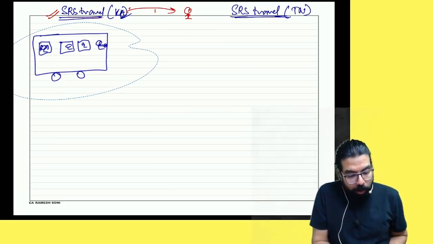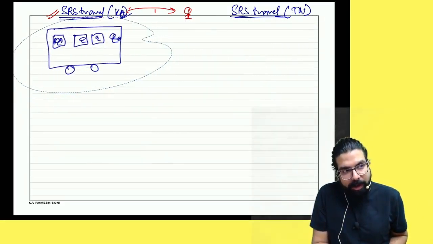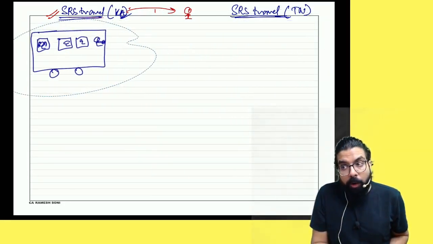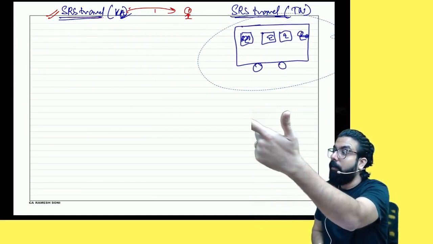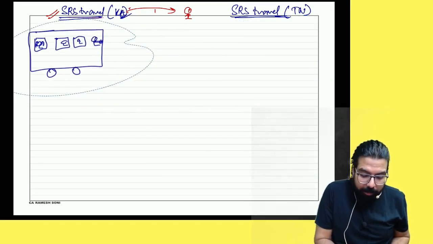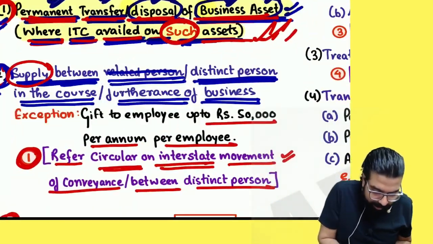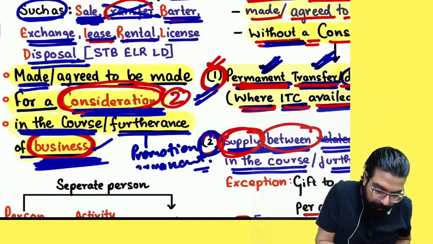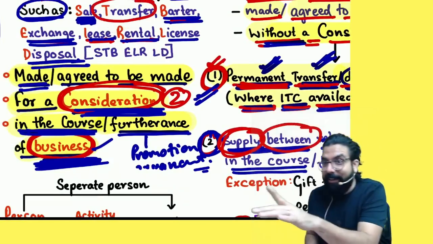You know what one officer told? He told, see sir, when the bus is going from one distinct person to another, from SRS Travel Karnataka to the Tamil Nadu branch, are they both distinct persons? When the bus is going from one distinct person to another, the bus is supplied. Think. Bus is goods. One minute, you apply the law. Supply between distinct persons. Supply includes transfer also. Yes or no? Supply can include any activity.